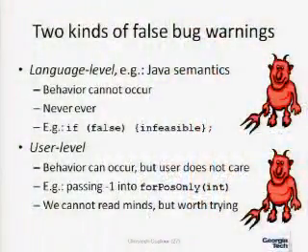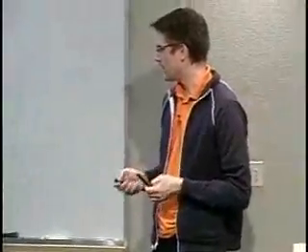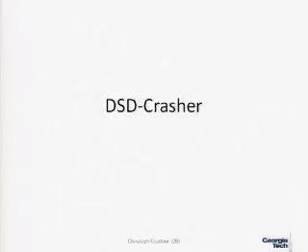But we said that there are really two kinds, the language level false bug warnings and the user level false bug warnings. And since now we have dealt with the language level one, now we're going to look at the user level ones. That's the DSD-Crasher tool. DSD is like dynamic, static, dynamic. So we're going to add the first dynamic step to the pipeline here.